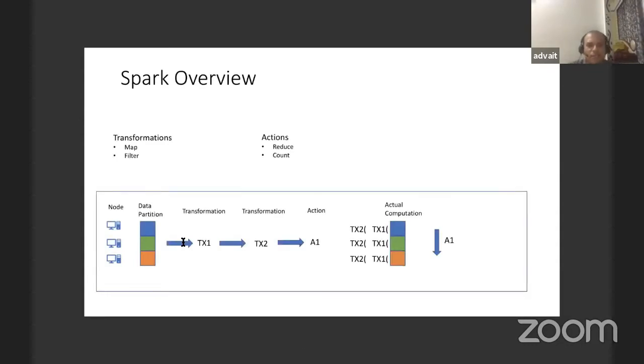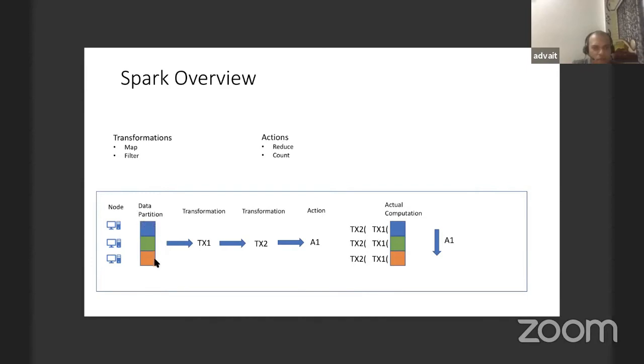So this is what a typical computation flow of a Spark system looks like. Spark defines several transformations and actions. One is mapper. Some of the examples are mapping and filtering. These could be transformations. Actions are like reducing and count.